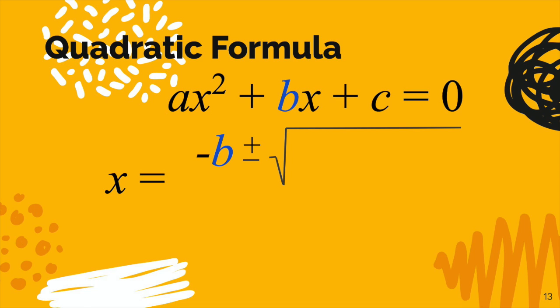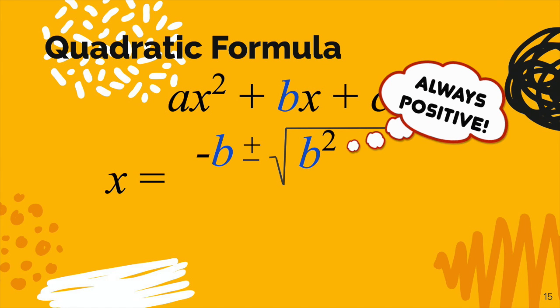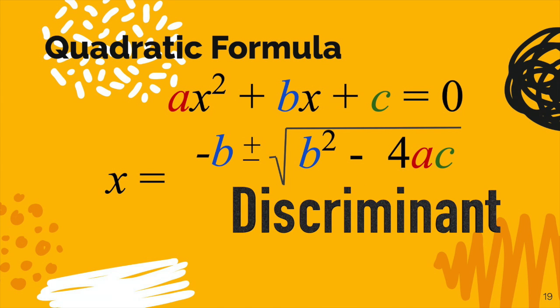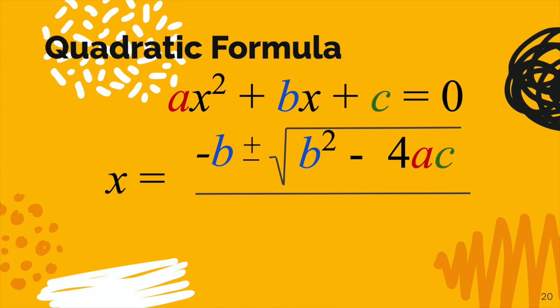Now, underneath that square root in the discriminant area is going to be b squared. So we got to square whatever that b is, minus 4 times a. Now, a is that leading coefficient out there I have in red, times c. C is the constant at the end. So you have b squared minus 4 times a times c, all under that square root, and that's called the discriminant. And all of that over 2 times a, whatever a is.